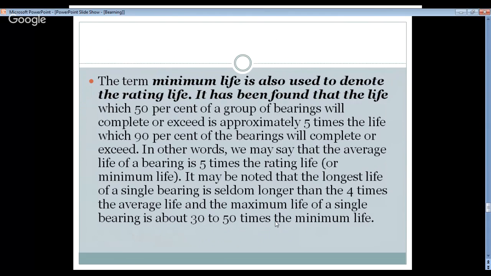The term minimum life is also used to denote the rated life. To standardize the system, manufacturers offer in their catalog either rated or minimum life, or you may say L10 life. It has been found that the life which 50% of the roller bearings will complete or exceed is approximately 5 times the life which 90% of the bearings will complete or exceed.